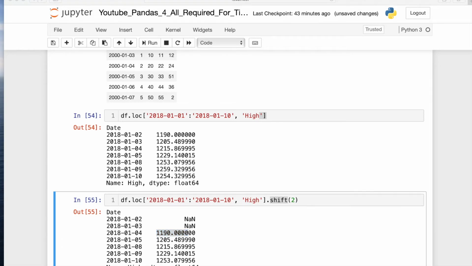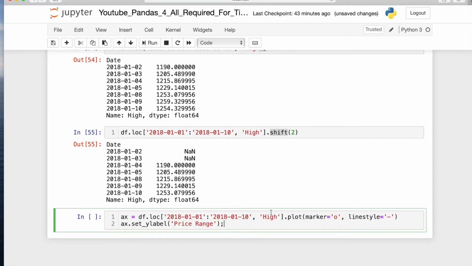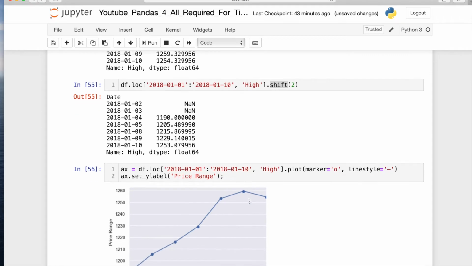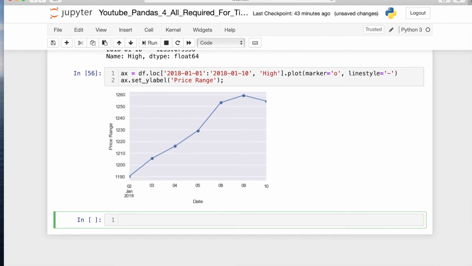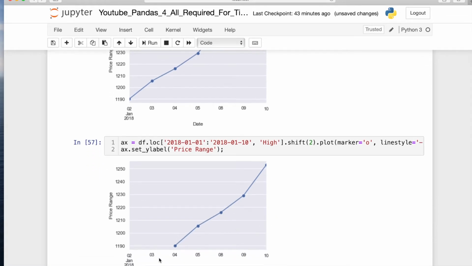And if you want to see the graph, first let me show the graph without shifting and with shifting. So this graph is without shifting from 1st to 10th January, the high graph. We have already seen that. Now we can see the same graph with the shifting, how it looks different. Earlier the data was from 2nd January, now it is the 4th January. This way we can see the shifting.